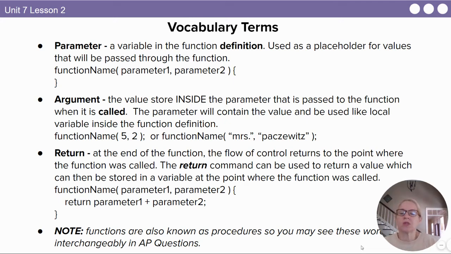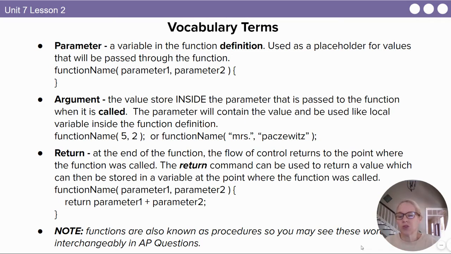An argument is the value stored inside the parameter that is passed to the function when it is called from someplace else in the code. That parameter will contain the value, which will be used like a local variable inside the function definition. So here are two examples of when a function is called. Function name, 5, 2, function name, Mrs. Pasowitz. They can be of any type.